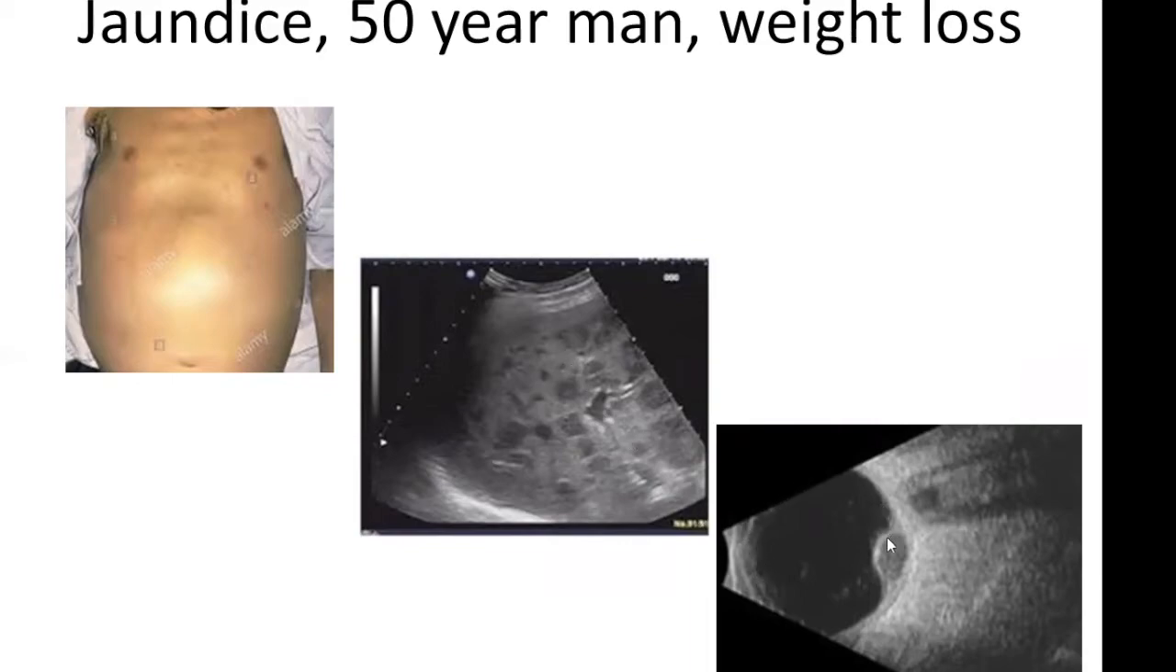Done an ultrasound of the eye, and here he has a mass at the posterior aspect. This is a choroidal melanoma with liver secondaries. Again, the diagnosis has been enhanced by using ultrasound, which you can use at the bedside, particularly with these new units, which are, as I've shown you, extremely portable and of high quality.